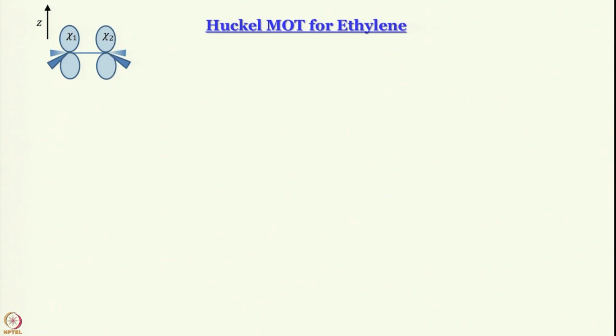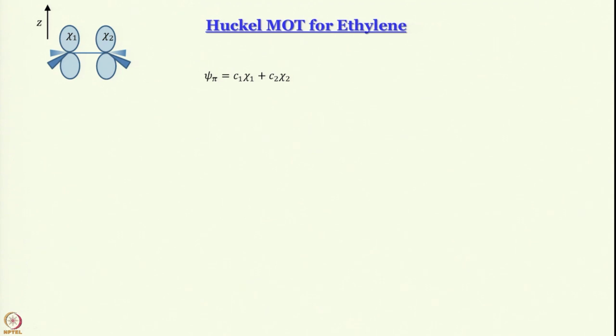So, what is the first step? Write the MO. How do you write the MO? As a linear combination of the participating atomic orbitals, in this case pz orbitals. So, it is very straightforward. Psi pi is equal to C1 chi1 plus C2 chi2, right. Nothing to explain, it is very, very simple here.